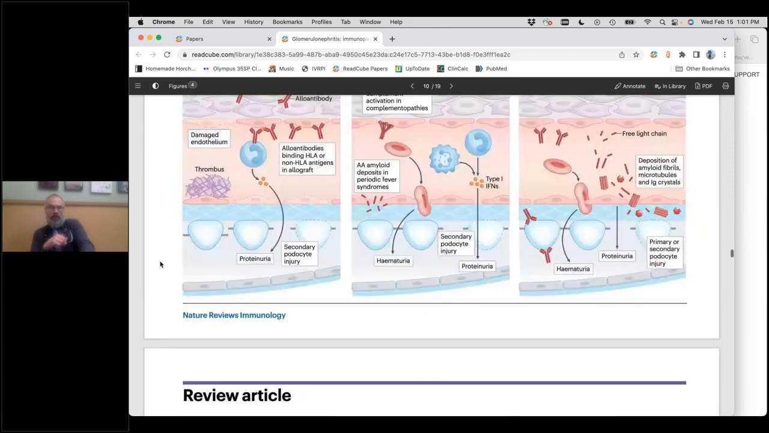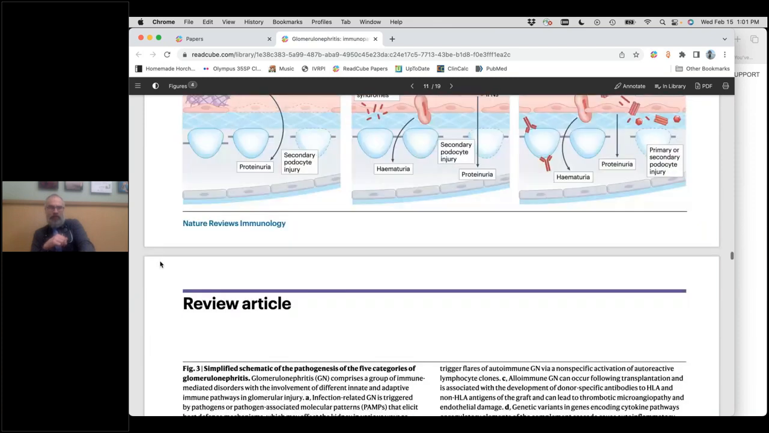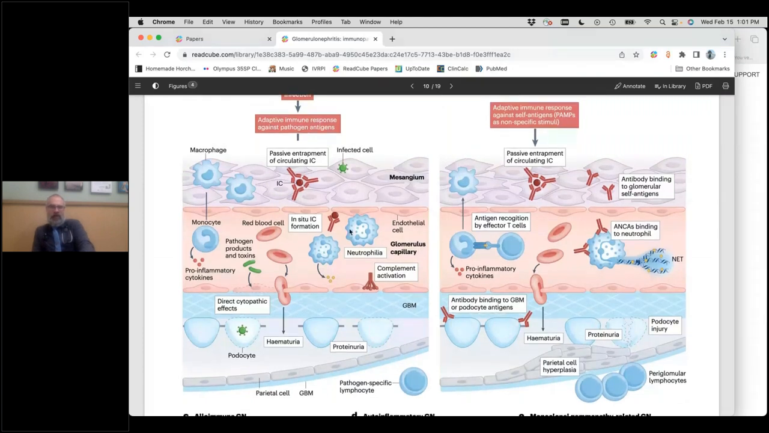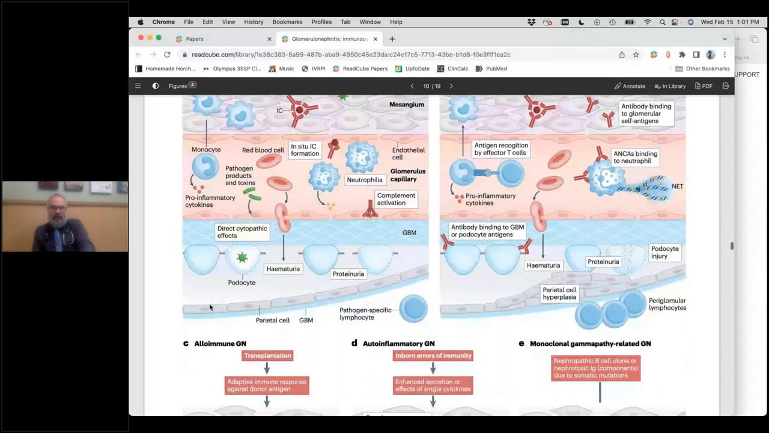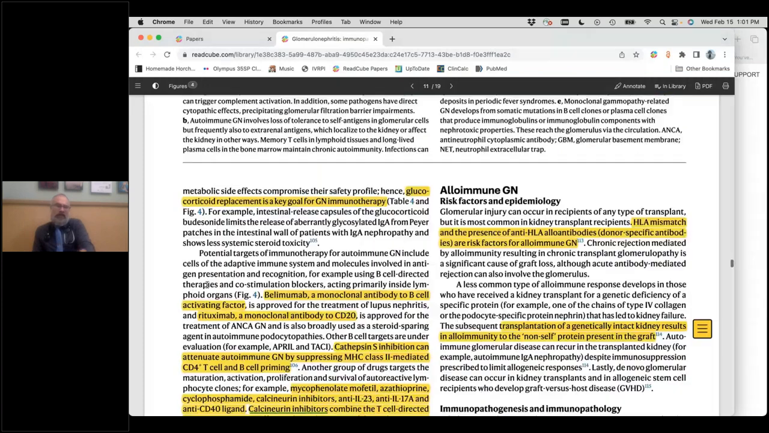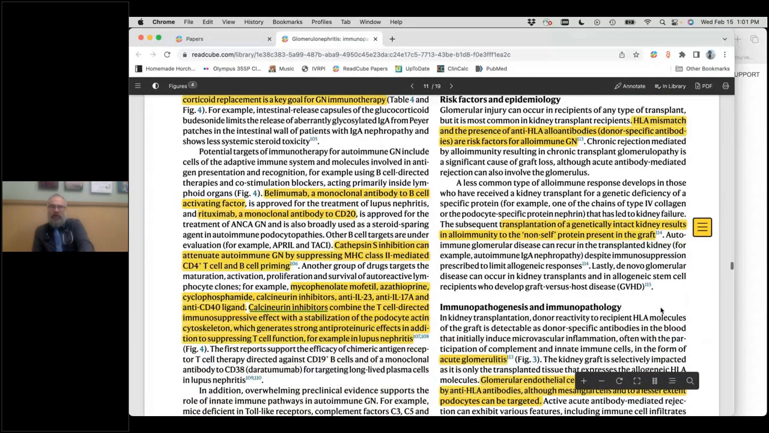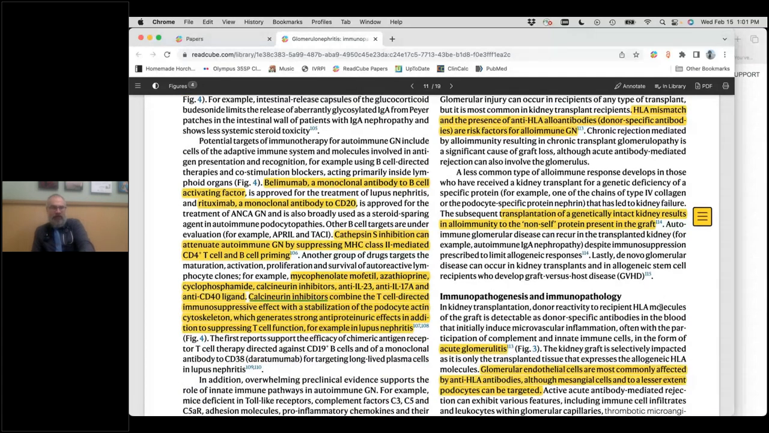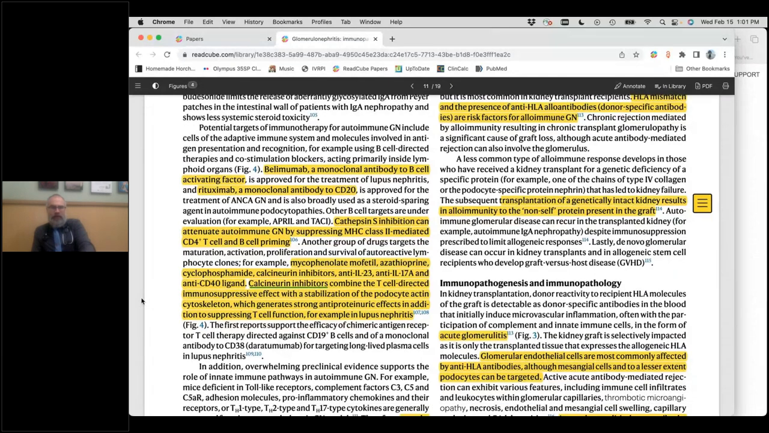This figure, figure 3, I thought was great, in terms of putting cartoons to the different pathologies of how we can get to GN. It is cool. We don't really have time to go through all of the different aspects of it. Alloimmune GN, I don't think we can cover that too much, because we don't have the ability to diagnose as much. We don't do a lot of transplants, so it's not something we're going to see very often. And what else do we got?